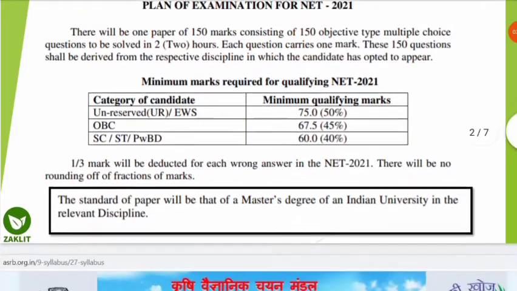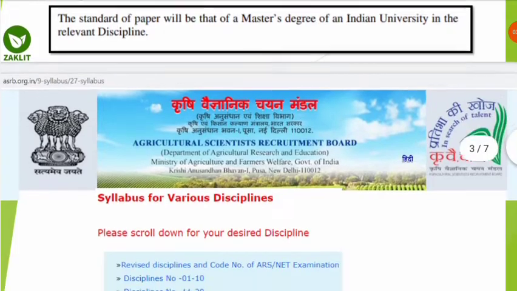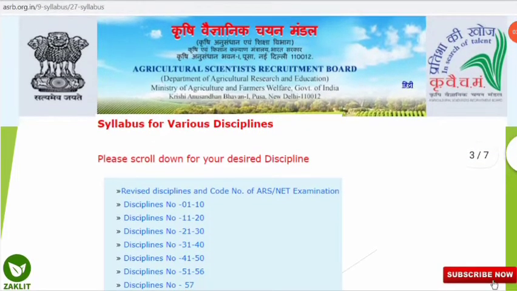Now every time I used to say that syllabus is the main weapon. If you download the syllabus for any entrance examination, then your starting is perfect. You can start the preparation. So for this exam also you can download the syllabus according to your subject discipline code number. The website is asrb.org.in/9-syllabus. This is the website, and if you don't want to go to this website, I will download this and send it in the Telegram group for the environmental science paper.